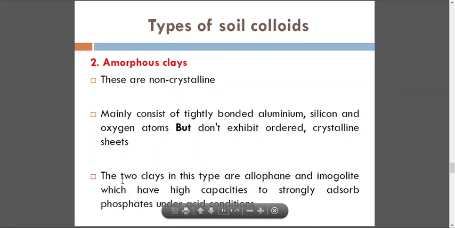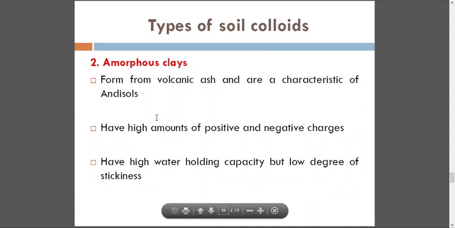The two clays in this type are mainly allophane and imogolite, which have a high capacity to strongly adsorb phosphates under acid conditions. We also see that the amorphous clays form from volcanic ash and are characteristic of andisols. They have a high amount of positive and negative charges. And they have a high water holding capacity, but a very low degree of stickiness. So they are not as sticky as other clays.